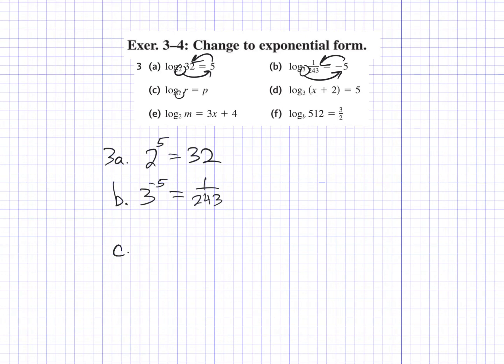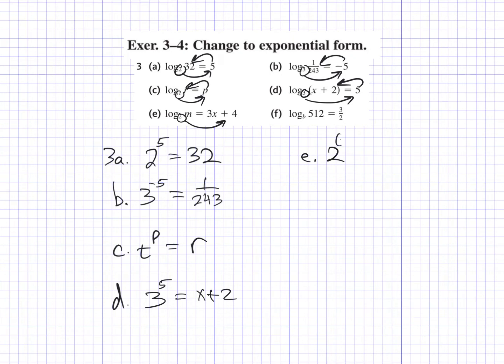C, base t raised to p equals r. And D, base 3 raised to 5 is equal to x plus 2. E, base 2 raised to 3x plus 4 is equal to m. And part F, base b raised to the 3/2 power is equal to 512.